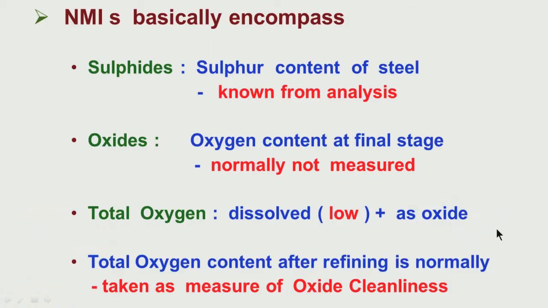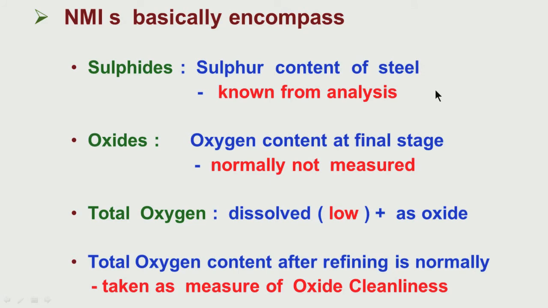So it has been found that whenever we are doing good killing, dissolved oxygen is less than 5 ppm. So now if you measure the total oxygen, and the dissolved oxygen is less than 5 ppm and the total oxygen is 30 ppm, the oxygen as oxide will be around 25 ppm. So we get an idea of oxide cleanness in steel from total oxygen, because dissolved oxygen is low, so most of the oxygen is present as oxide. So we must measure total oxygen in steel to understand how clean the steel is.